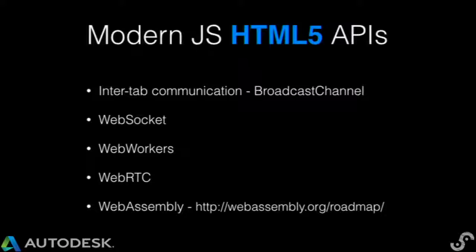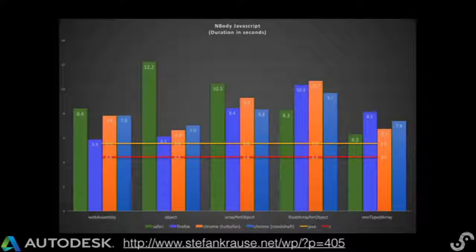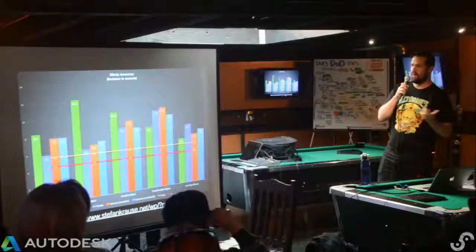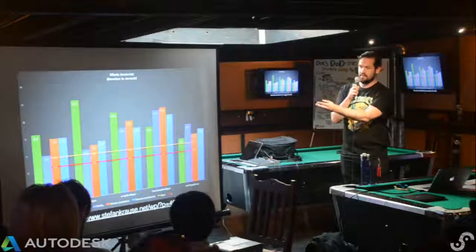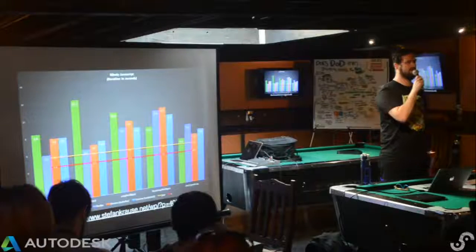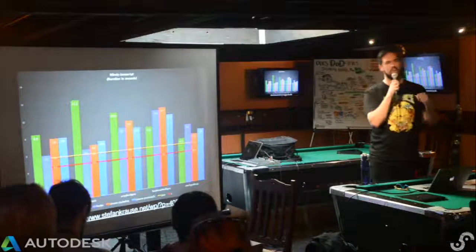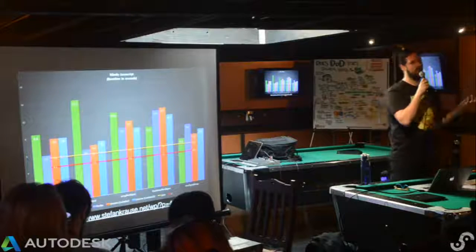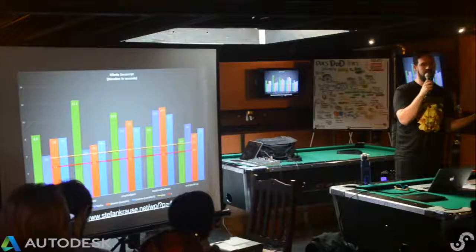WebAssembly is the thing that's really exciting me at the moment. Stefan Kraus did some research a week ago where he ran some computing problems. The red line is native performance in C and the yellow line is Java. He ran these processing exercises in Firefox, Safari, and two different versions of Chrome against native computations. Apparently the WebAssembly version in Firefox is quite fast, because for some of these it was almost on par with native performance of Java. And that's today. So in 5 years' time, JavaScript will likely be performing at the speed of a binary running on your computer.